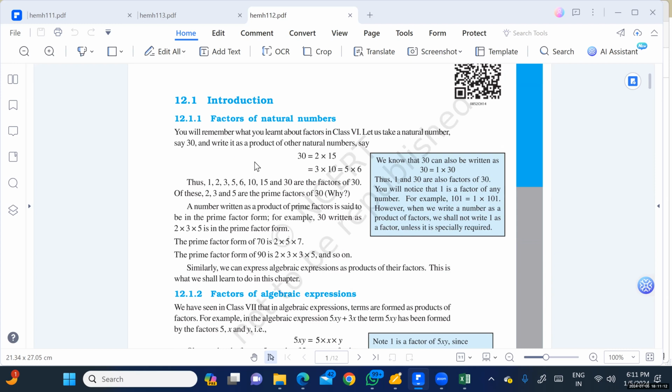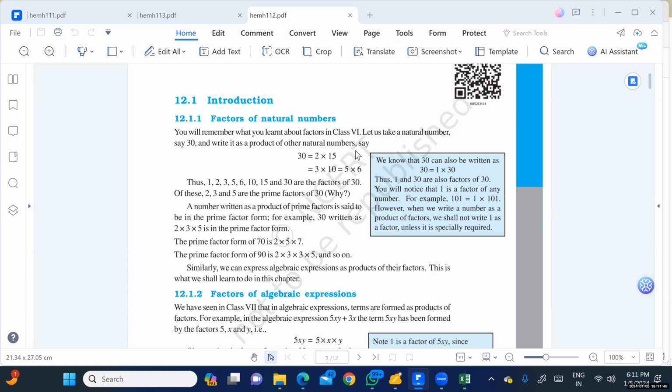So let's understand. Let us take a natural number, say 30, and write it as a product of other natural numbers. It says a product. What is the meaning of product? When in mathematics we say product, what is the meaning? When we multiply two numbers, the answer we get is known as the product. That is the outcome. The output is the product.